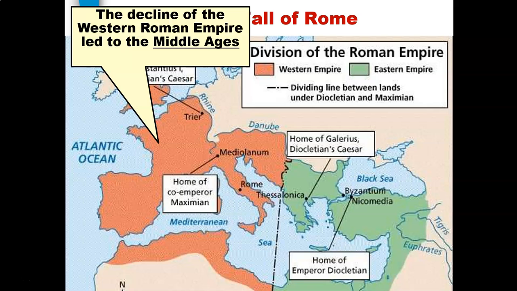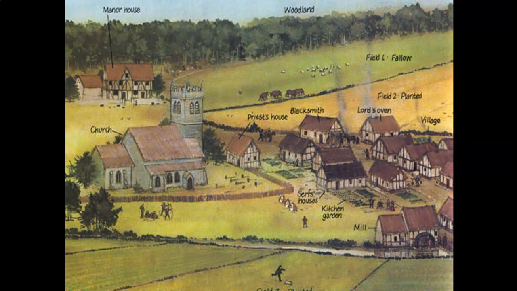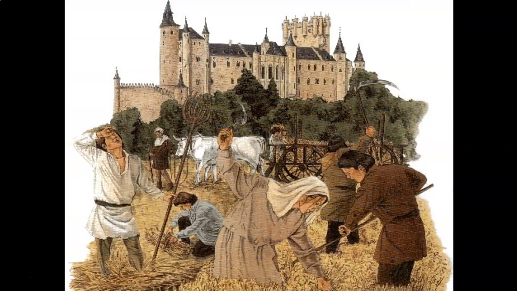The decline of the Western Roman Empire led to what we know as the Middle Ages. And here we have an image of the barbarian kingdoms at about 500. Here you see how Europe was shaping up and how countries were evolving slowly. Here we have a village during this time period after the fall of the Roman Empire. Basically everything collapsed and the people lived in different places, very isolated.